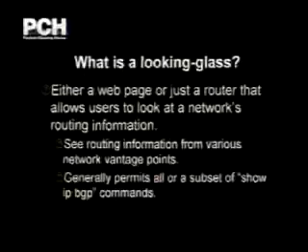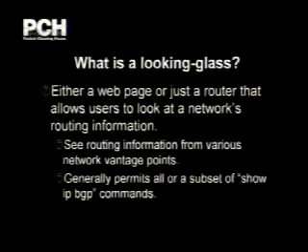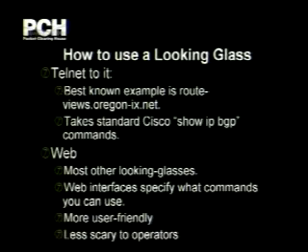So a looking glass is usually a web page, but sometimes just a router that you can log into that allows you to look at the routing information of some other network. So this can allow you to see routing information from various vantage points. And generally, most of the web pages allow you to do some subset of the show IP BGP commands, and some of the ones that are routers that you can log into let you look at pretty much everything.